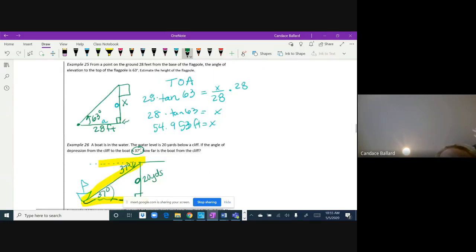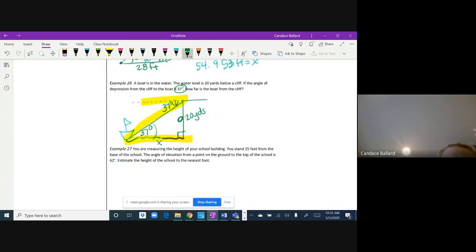So it looks like I need this measurement right here. The water is what I'm really looking for. So the water happens to be next to my reference angle. So I have opposite and adjacent again, which means that I have the tangent of 37. So I'm going to go ahead and write that out. I've got tangent of 37 equals 20, the opposite, over the adjacent, x.